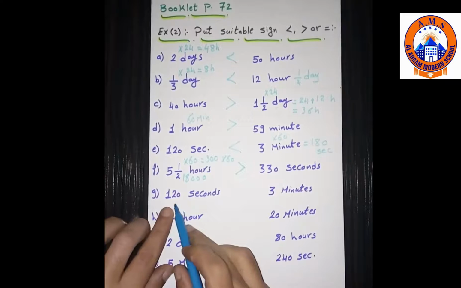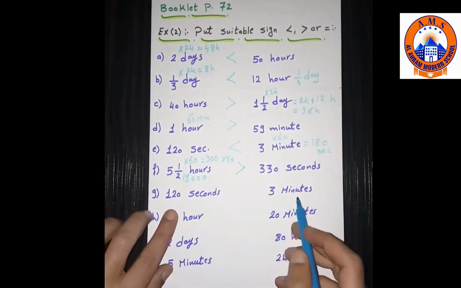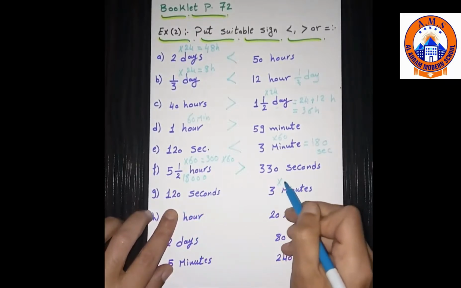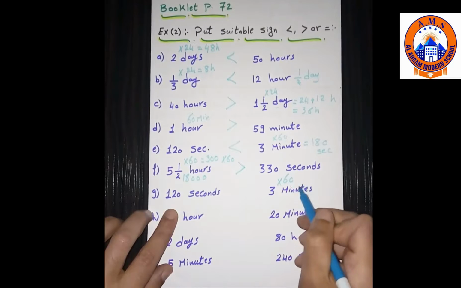Question number G, 120 seconds or 3 minutes. I'm going to change this 3 minutes into seconds by multiplying by 60.